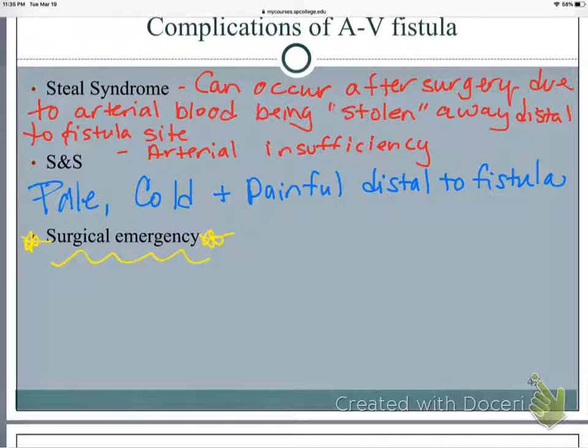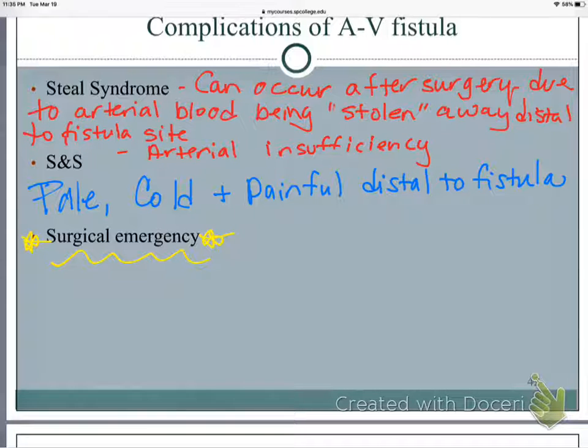And I just wanted to let you know also an important thing with AV fistula complications. You can get what's called steal syndrome. Have any of you ever heard of it? What it indicates is that the blood is being stolen away. So you have no circulation distal to the fistula. So your hand becomes tingling, painful, cold, and icy. And so you have arterial insufficiency for that hand. So it's painful, cold, distal to the fistula.